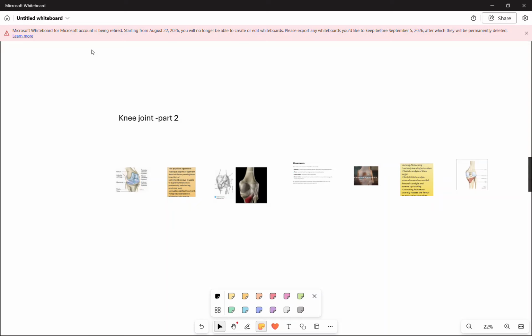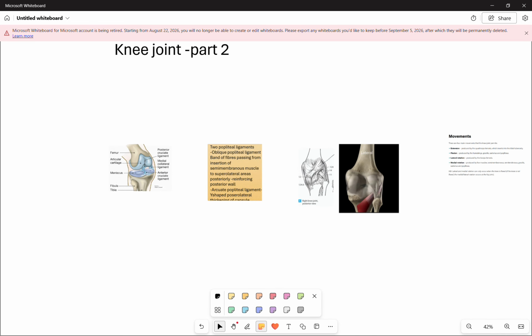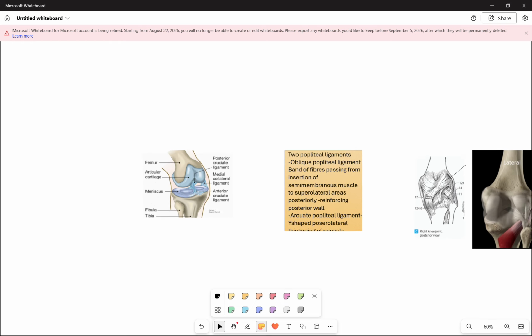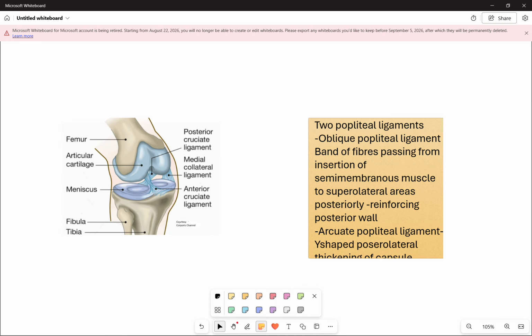Bismillahirrahmanirrahim. This is part 2 of knee joint, in continuation with the previous presentation of knee joint. Just to recapitulate, we start with the ligaments of the knee joint.